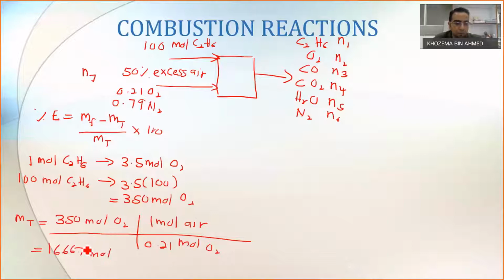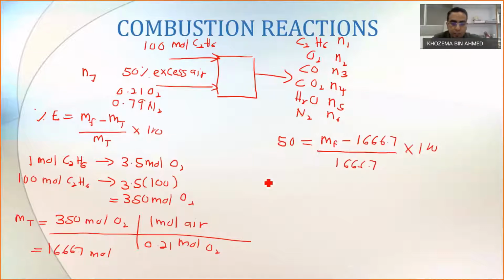So we can get the mole of theoretical air that we have is 1666.7 mole. Since we know this, we can find the value of moles fed by substituting into the equation. So 50% is equal to moles fed minus 1666.7, divided by 1666.7, times 100. So I can get my N7, which is my mole of air fed to the system, is equal to 2500 mole. Okay, so that is how we solve for N7.